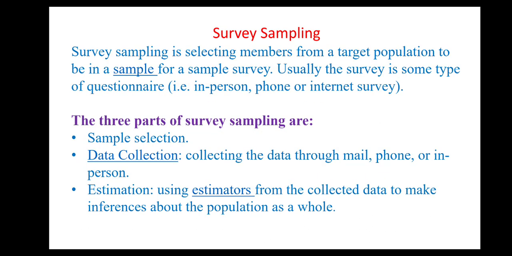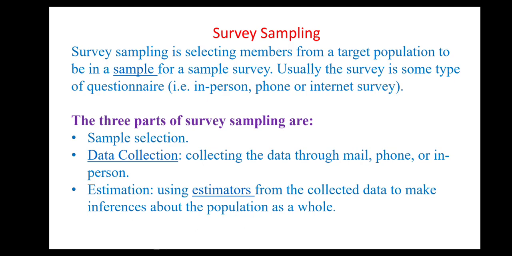Survey sampling. We are going to see it now. It means selecting members from a target population to be in a sample for a sample survey. Usually the survey is some type of questionnaire. That survey can be conducted in person, by phone or by internet. Nowadays mobile, email, Google Form, different formats are there.